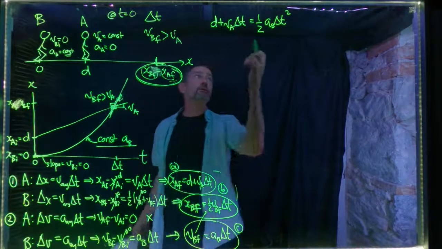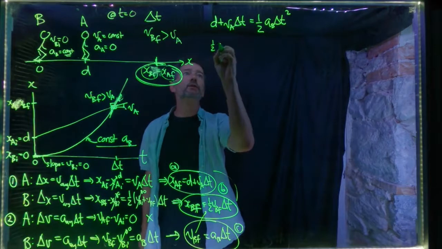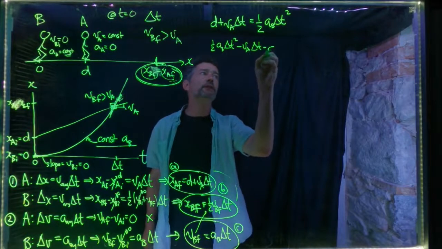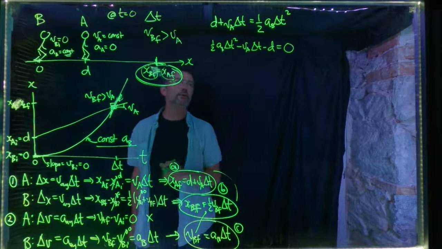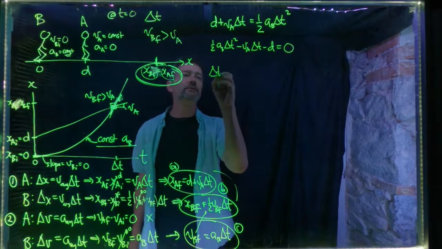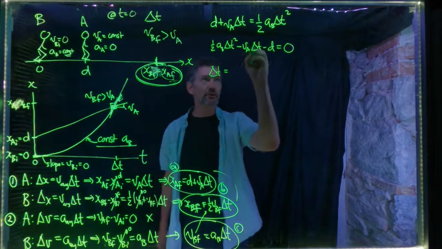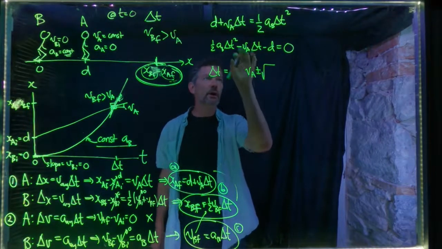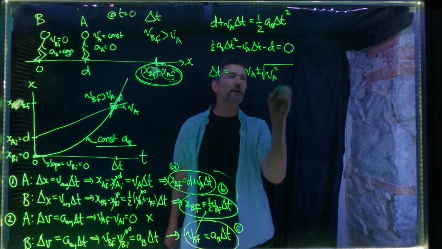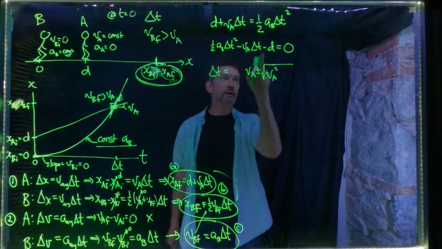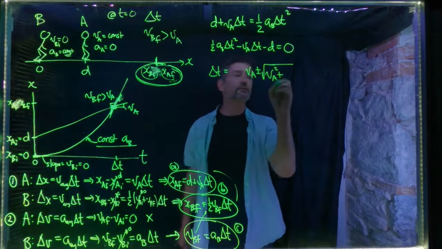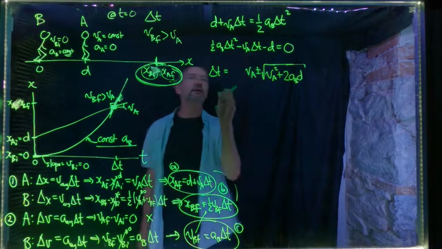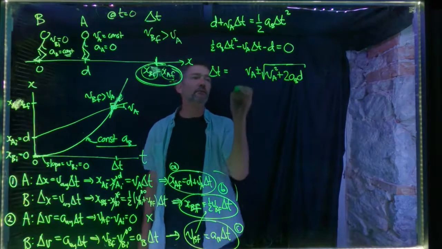This is a quadratic equation. So we'll rewrite that quadratic equation as 1/2 a Bob delta t squared minus VA delta t minus d is equal to 0. You recognize this as the quadratic formula. The solution is delta t equals negative this middle term. So that's VA, negative of negative VA is positive VA, plus or minus the square root of the middle term squared, VA squared, minus 4 times this times this. So that minus sign will cancel, become a plus. 4 times 1/2 is 2, so it's 2 a Bob times d. And then you divide by twice the first term. Twice 1/2 a Bob is just a Bob.